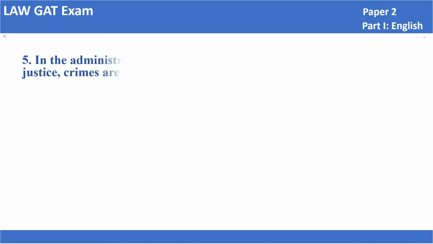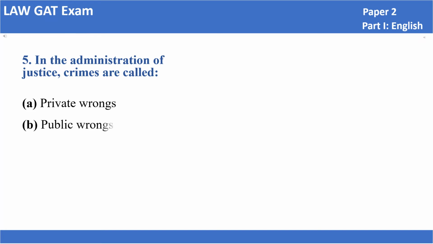In the administration of justice, crimes are called option A, private wrongs, option B, public wrongs, option C, both of these, option D, none of these. And the correct answer is public wrongs, option B.